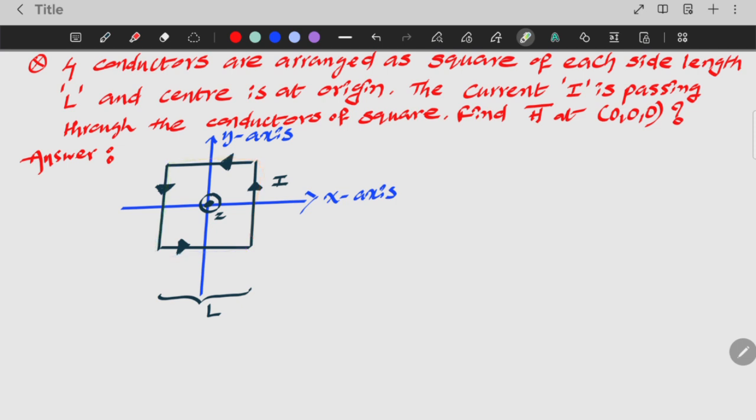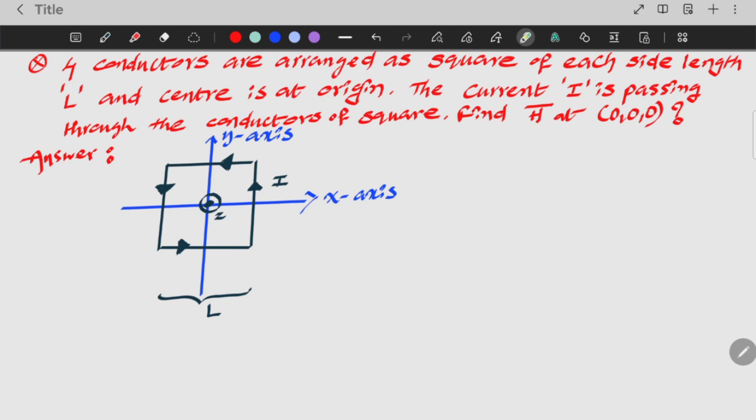And here, according to the right-handed coordinate system, this is the x-axis, this is the y-axis. So the z-axis is coming out of the screen. Positive z-axis is coming out of the screen. Now this is the situation, so we need to find the magnetic field intensity at the origin.